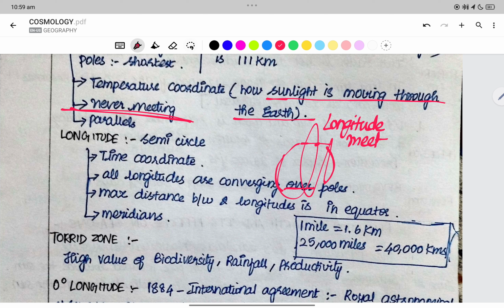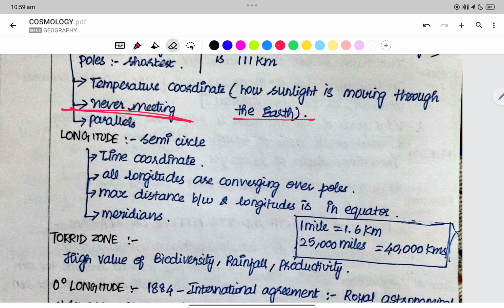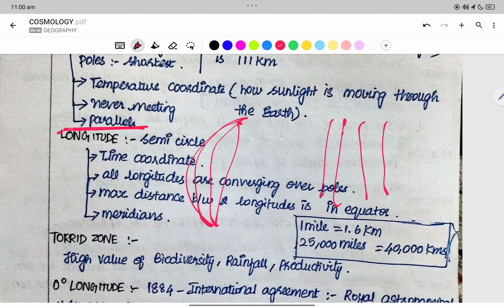No, this doesn't represent the earth. Longitudes meet. This is the longitudes, right? All the longitudes are meeting, whereas latitudes are complete circles and they never meet. They are parallel to each other. Longitudes are not parallel. See, do you think this is parallel over here?